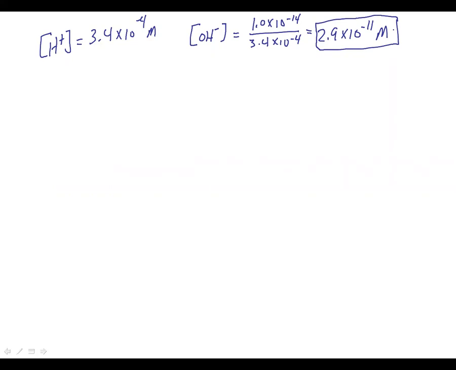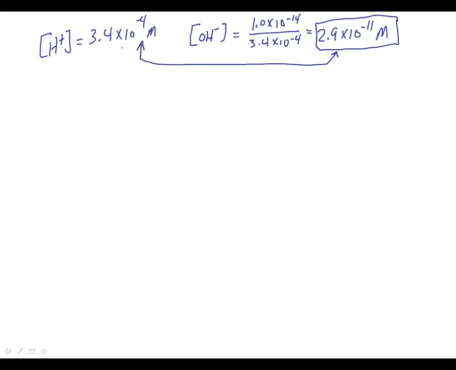Now, to determine if it's acidic, basic, or neutral, which, by the way, when you're asked that question about a solution, there is only one answer. It's either acidic, basic, or neutral. Cannot be all three together. You want to take your H plus concentration and compare it to your OH minus concentration and see which one is larger. In this case, the one that is larger is actually the H plus. The H plus is a larger number than the OH minus.